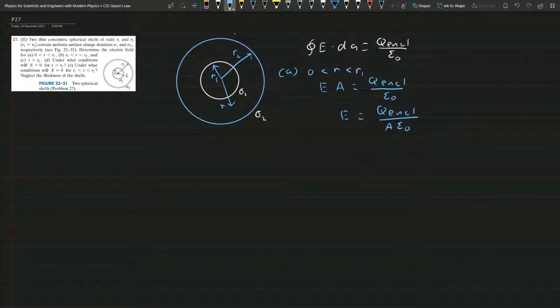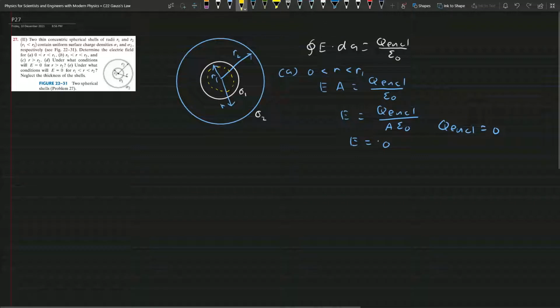Now in this case, you see the range here. This R is smaller than R1. That means this is somewhere here. They are not able to enclose the sigma 1. They are not going to enclose any charge. So Q enclosed will equal 0. The E field will also be equal to 0 in this given region.